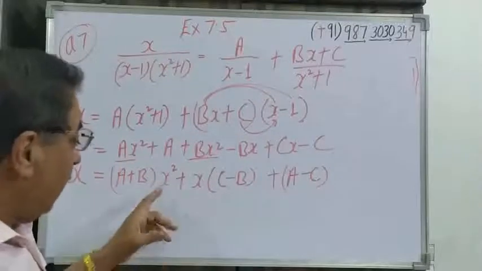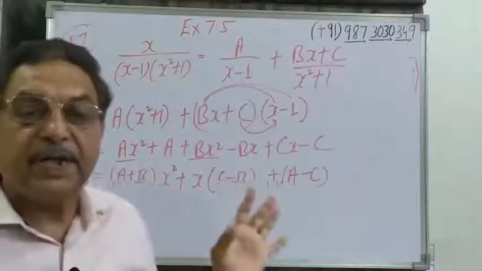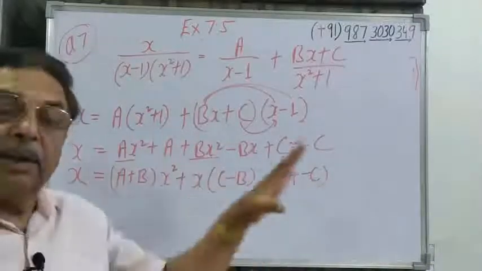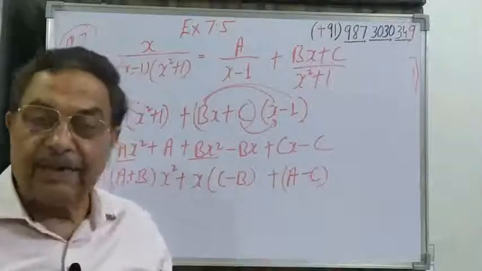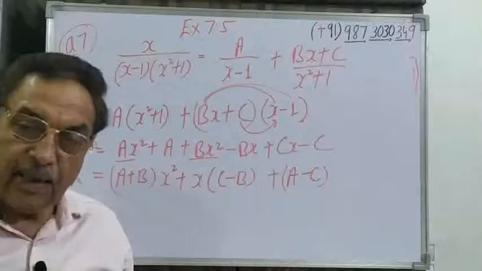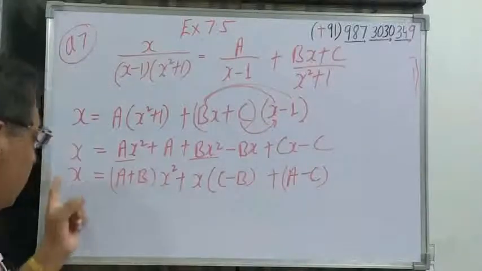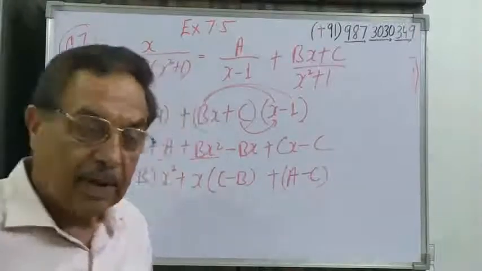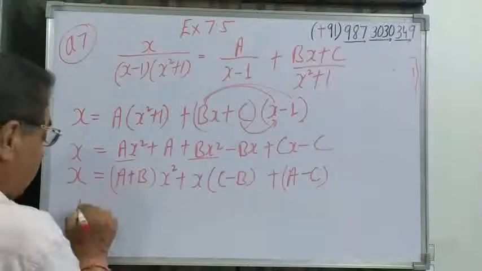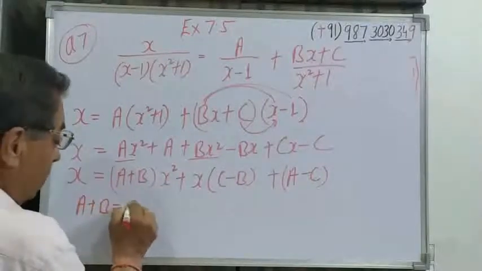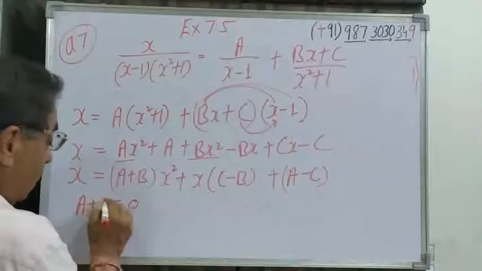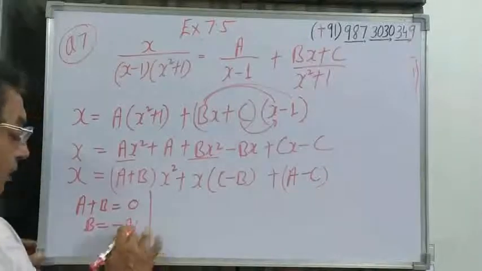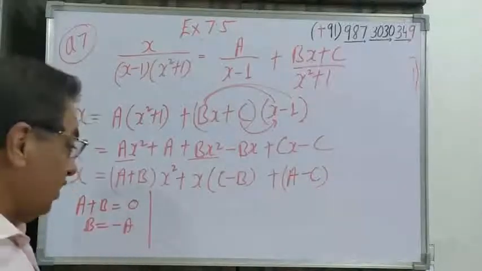Here we are finding the values of A, B, C by comparing the coefficients on both sides. The sign of equality is there, so both sides are equal. When both sides are equal, the coefficients of like terms are also equal. What is the coefficient of x square on the left hand side? There is no x square, that means 0 x square. So the coefficient of x square, A plus B, would be equal to 0. Or you can say B would be equal to minus A. So this is one of the relations we have got.